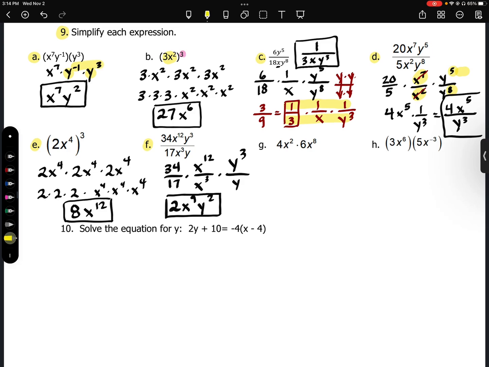Letter G. 4x squared times 6x to the 8th. So remember, it's 4 times x squared times 6 times x to the 8th. If we rearrange it, we've got 4 times 6 times x squared times x to the 8th. 4 times 6 is 24, and x squared times x to the 8th is going to be x to the 2 plus 8, which is 10th.